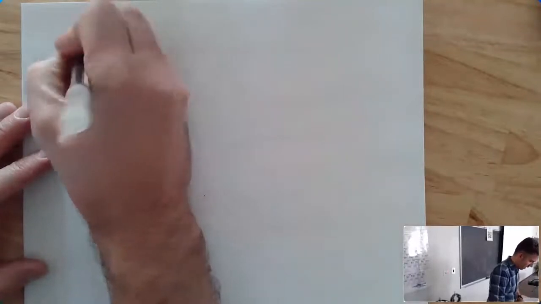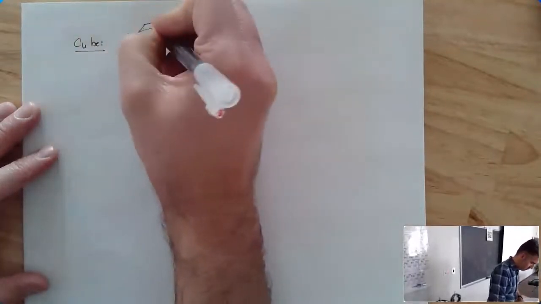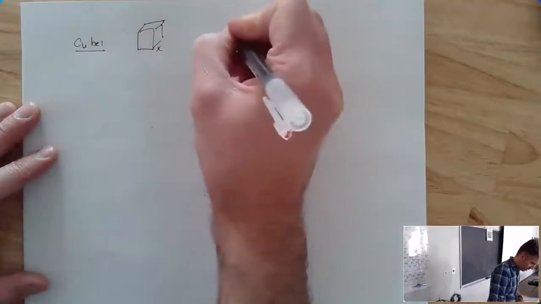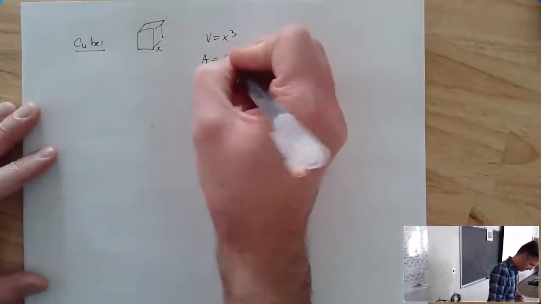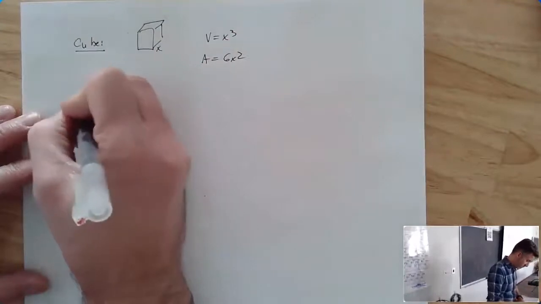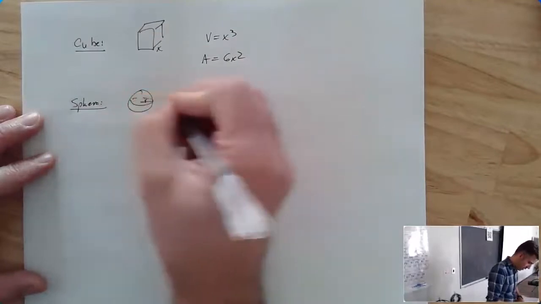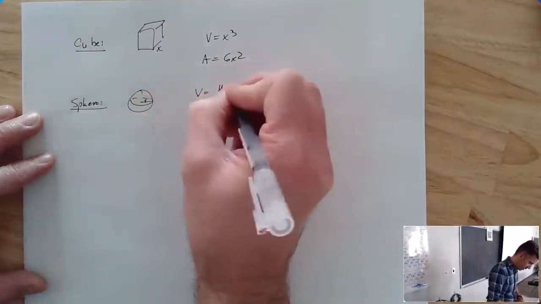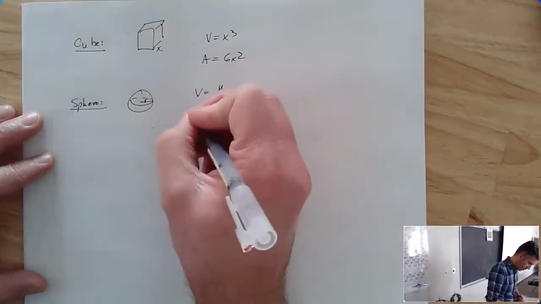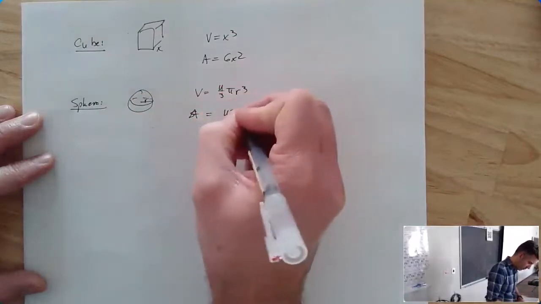Right. So there's kind of 2 different things happening here. Typically, you're going to have either volume or area as some function of your length measurement. For a cube, volume equals x cubed, area equals 6x squared, or for a sphere, you'd have a radius, and your volume would be 4/3 pi r cubed, and your surface area would be 4 pi r squared.